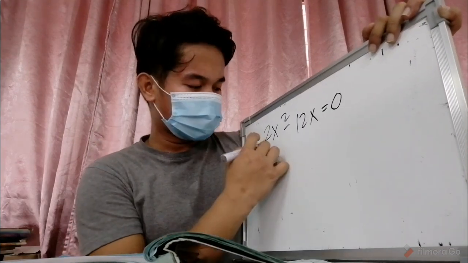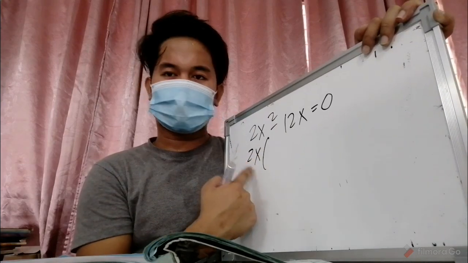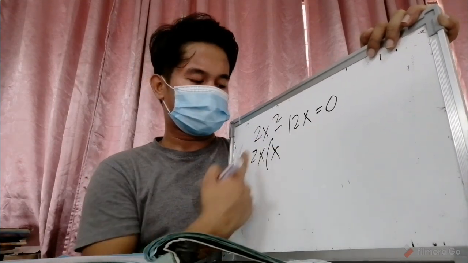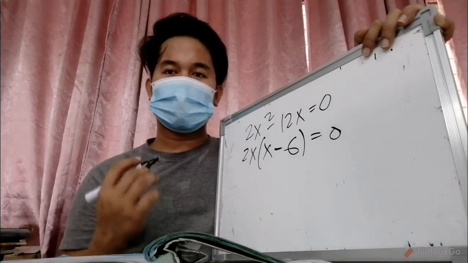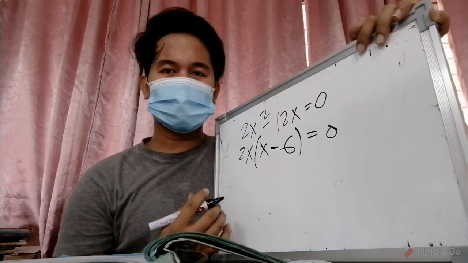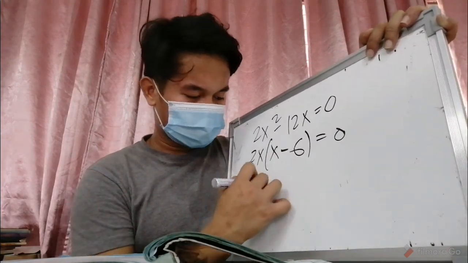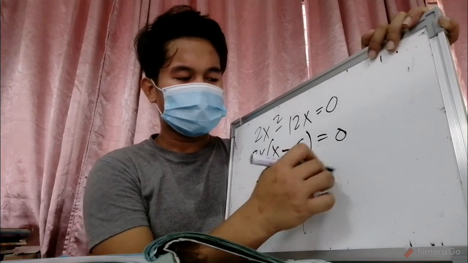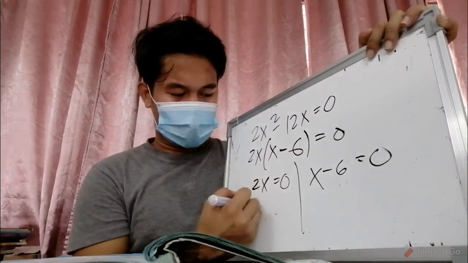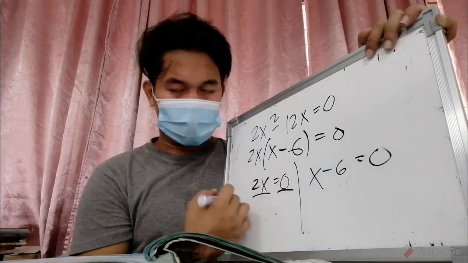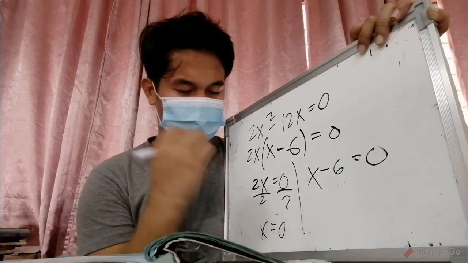Okay, 2x. Very good. So 2x times, ano yung 2x squared divided by 2x is x. Negative 12x divided by 2x is negative 6 is equal to 0. And for this one, using the zero product property, we have 2x equals 0, x minus 6 equals 0. And transposing or dividing both sides of the equation by 2, x is equal to 0.